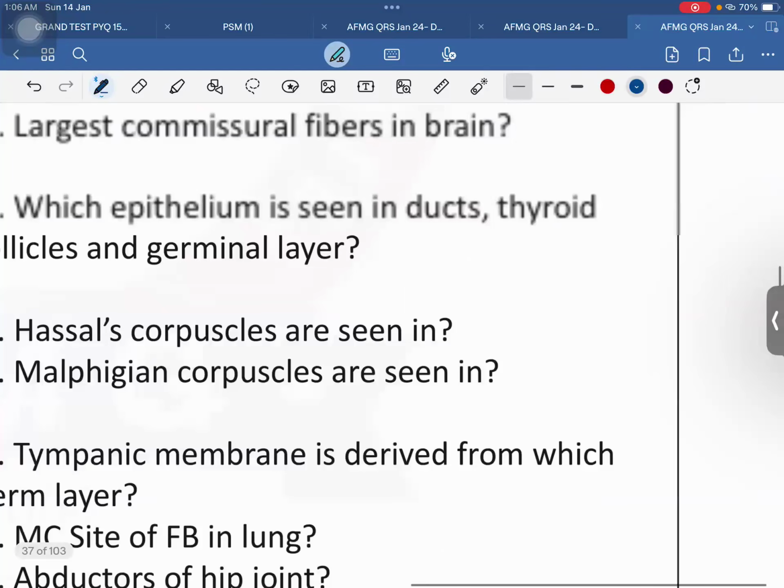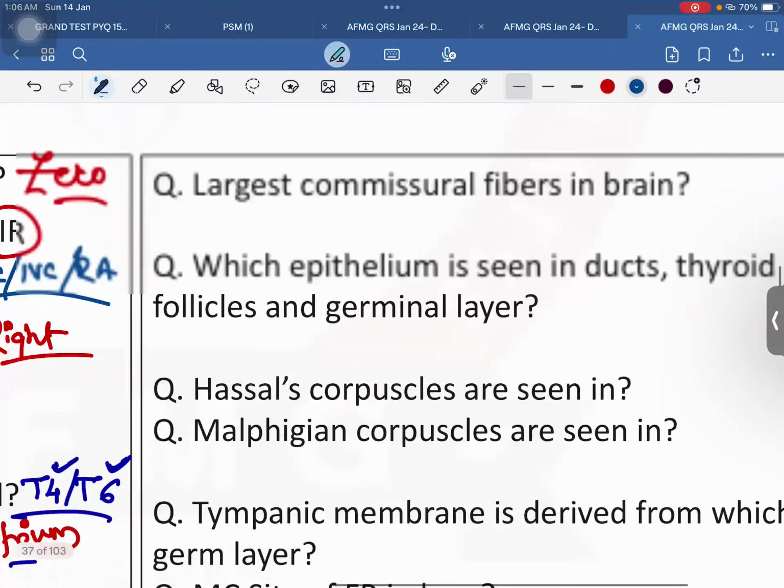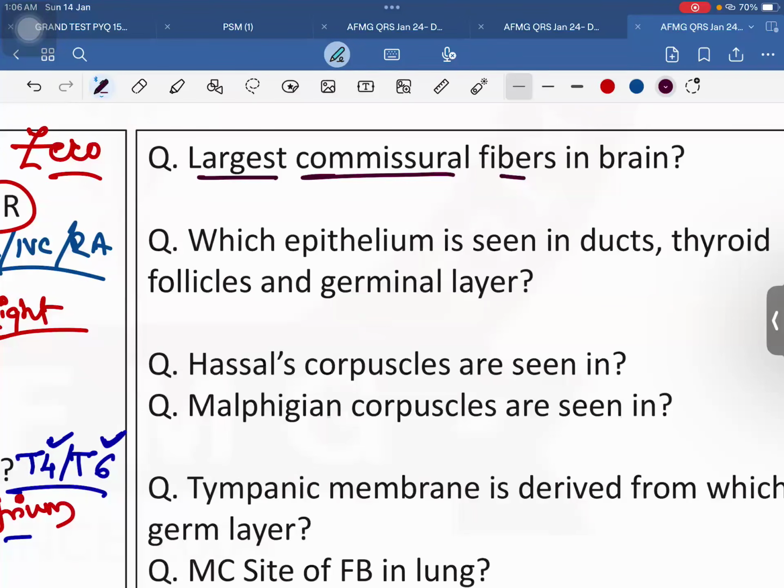Next important, if they ask you, beta, the largest commissural fibers in the brain are. So we know commissural fibers are the ones which connect the right and the left half of the brain, beta. Yes, the right and the left cerebral hemispheres. The right and the left cerebral hemispheres are usually connected by the corpus callosum. So the largest commissural fibers in the brain are nothing else but the corpus callosum itself.